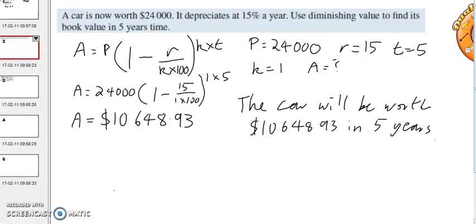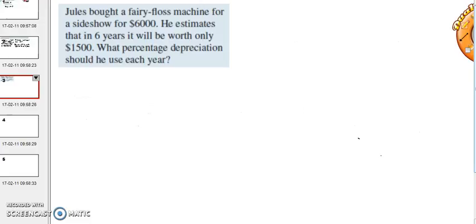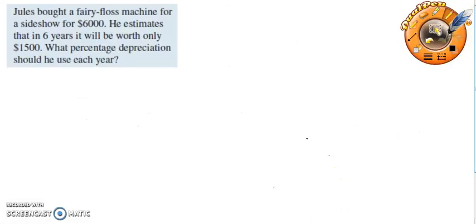So let's look at one of the hardest sort of questions when it comes to this sort of stuff. So Jules bought a fairy floss machine for a sideshow. He estimated that in 6 years it will be worth only $1,500. What percentage depreciation should he use? There's that magic word, depreciation. That means that I'm using my compound interest formula. The magic word depreciation means I use subtract.